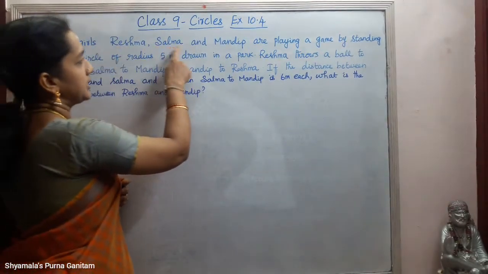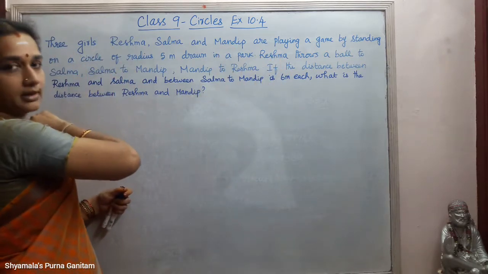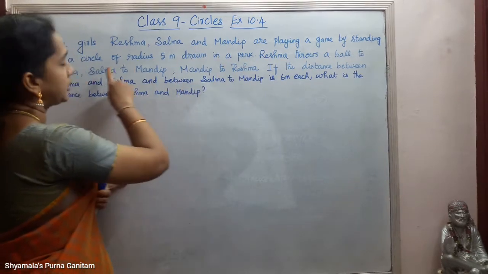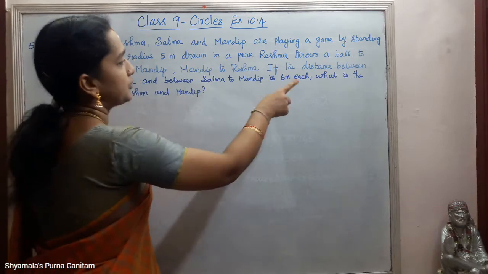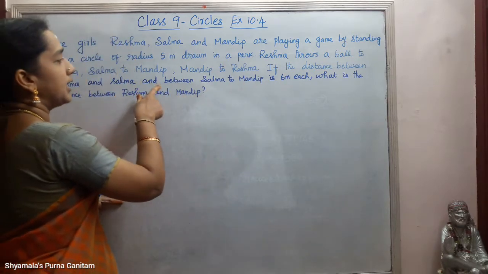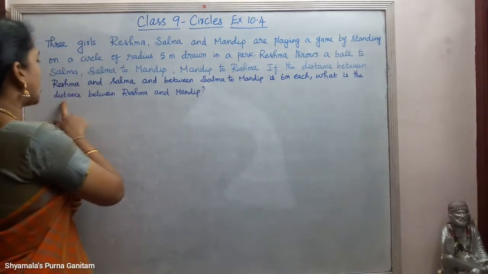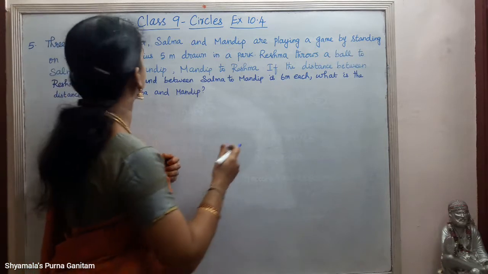3 girls, Reshma, Salma and Mandeep, are playing a game by standing on a circle of radius 5 cm in a park. Reshma throws a ball to Salma, Salma to Mandeep, Mandeep to Reshma. If the distance between Reshma and Salma and between Salma and Mandeep is 6 meter each, what is the distance between Reshma and Mandeep? So we will draw a diagram for this.